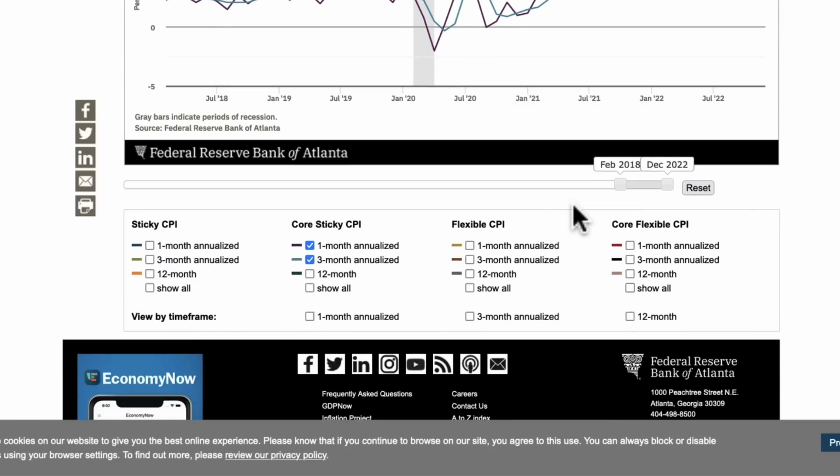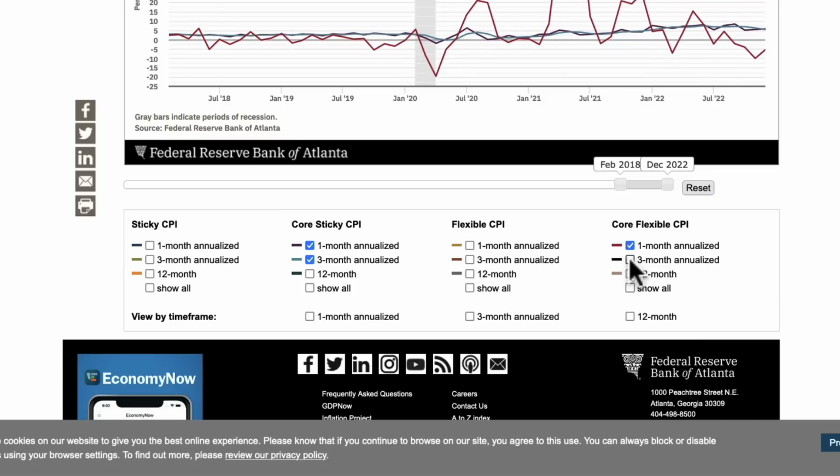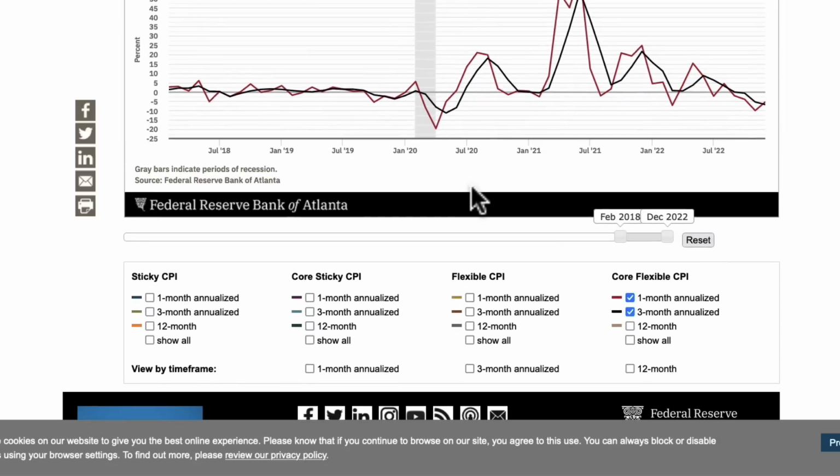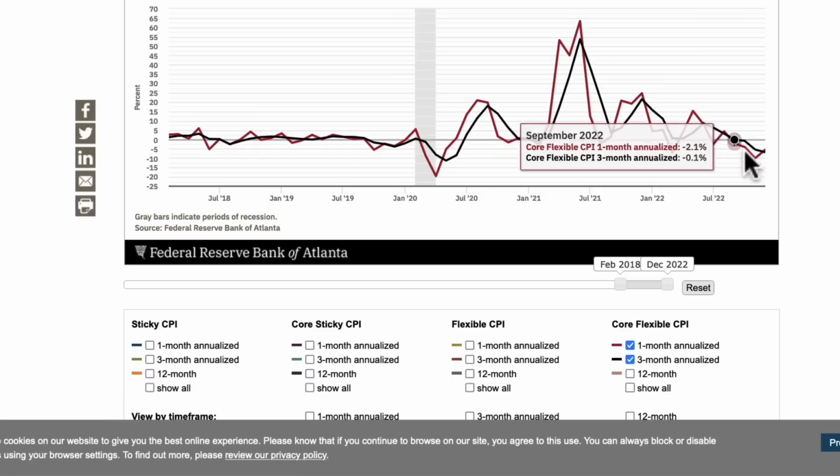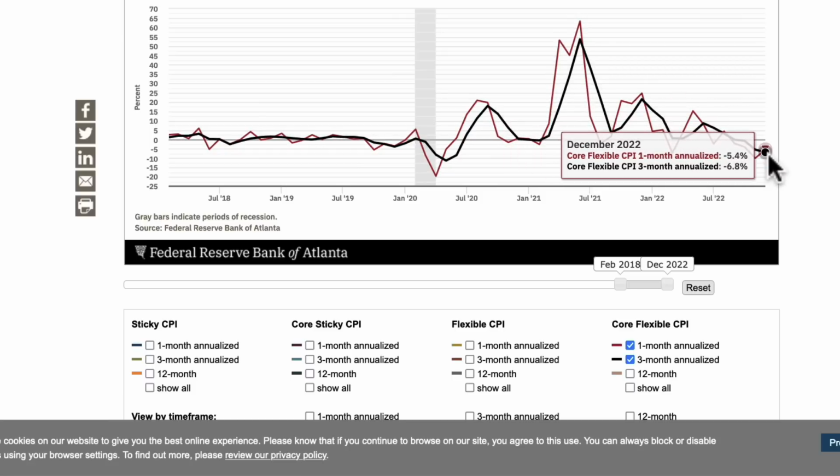If we look at flexible CPI, just core flexible CPI, because this is the most price sensitive component of core, there's where you're getting your negative numbers. The 1 month annualized is negative 5.4, and the 3-month annualized is negative 6.8.